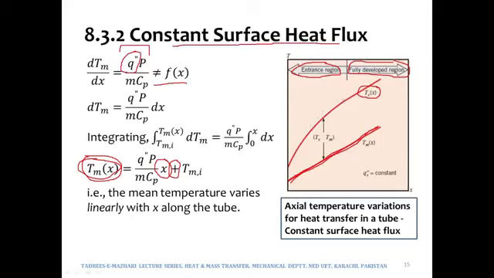So when it reaches the fully developed region, this curve sort of becomes linear. Right? And when this curve becomes linear, you will notice that the difference between the two, meaning Ts minus Tm, will become constant. So in the entrance region, this Ts minus Tm will vary. However, in the fully developed region under constant surface heat flux conditions, this Ts minus Tm will also become a constant quantity.